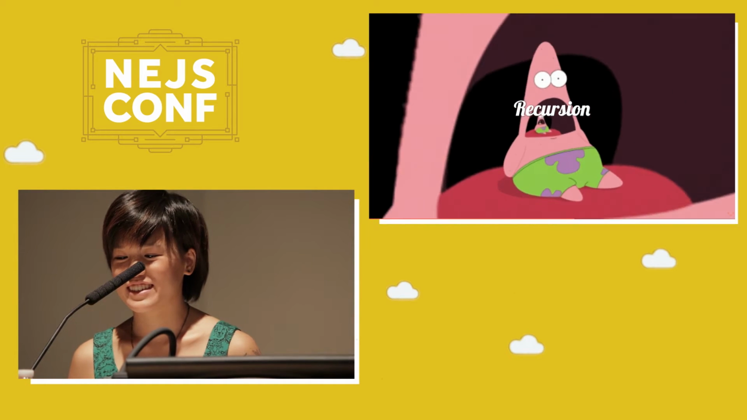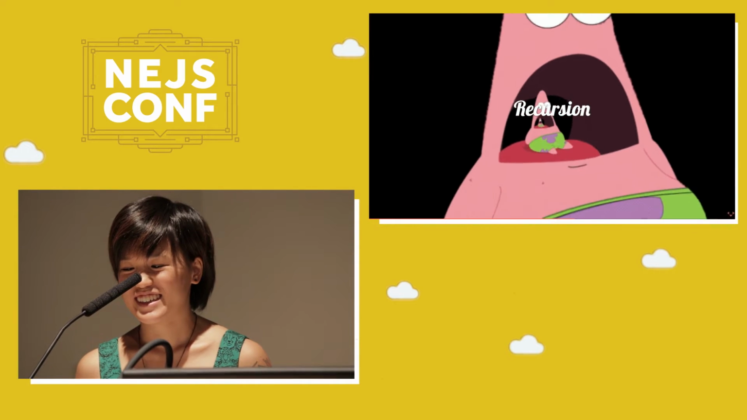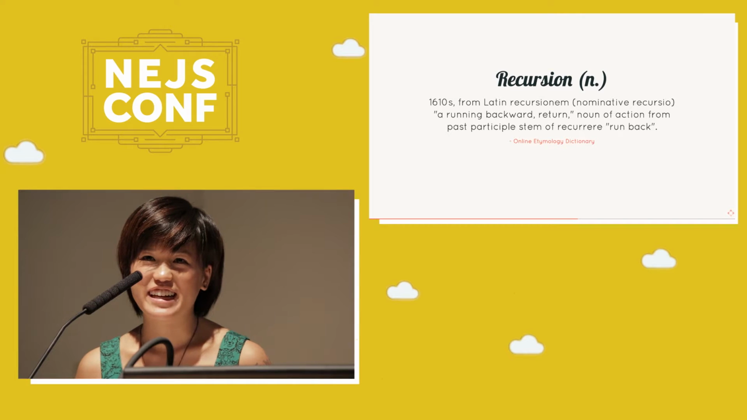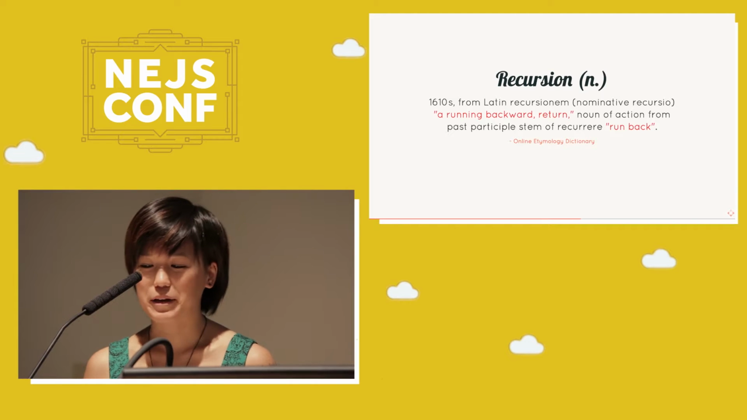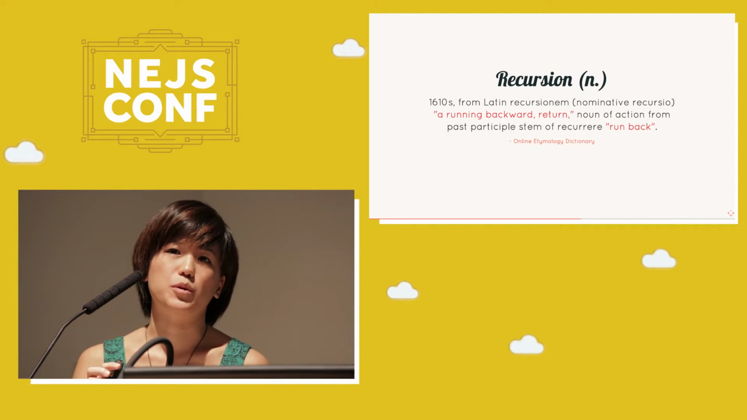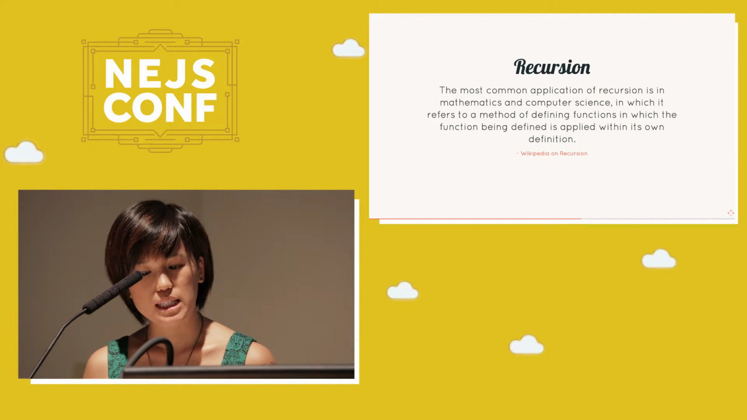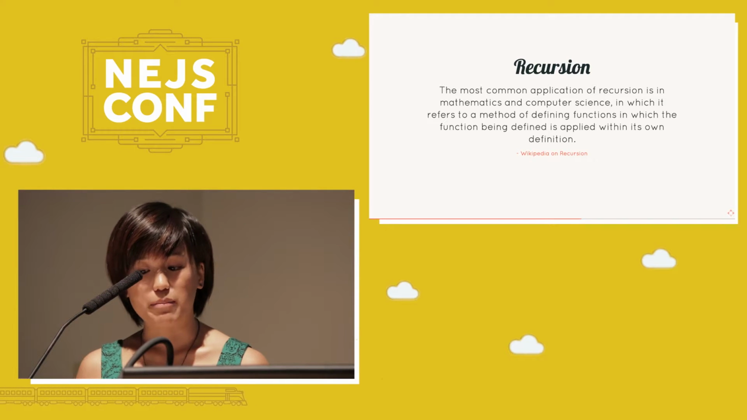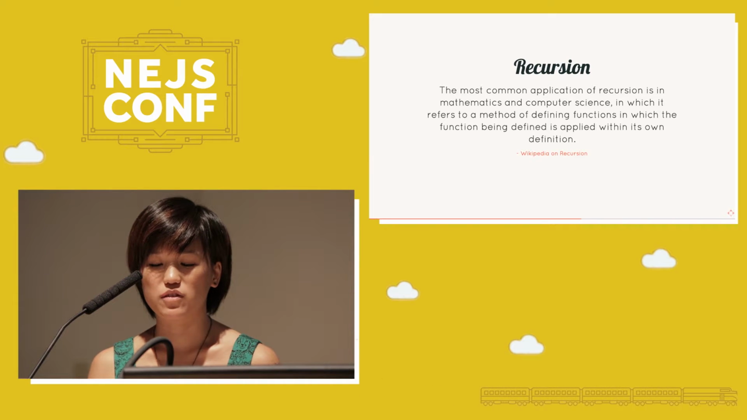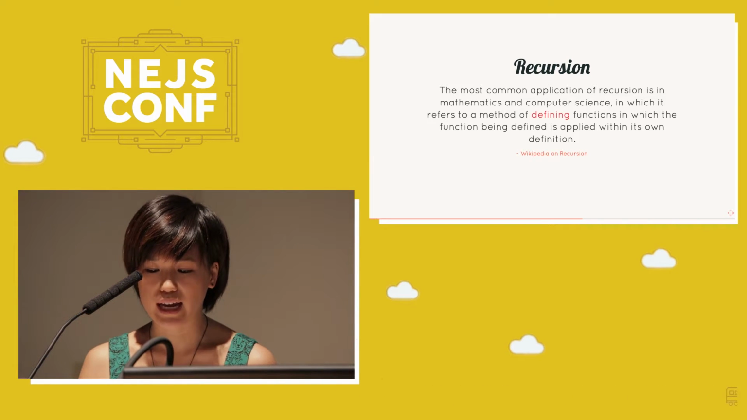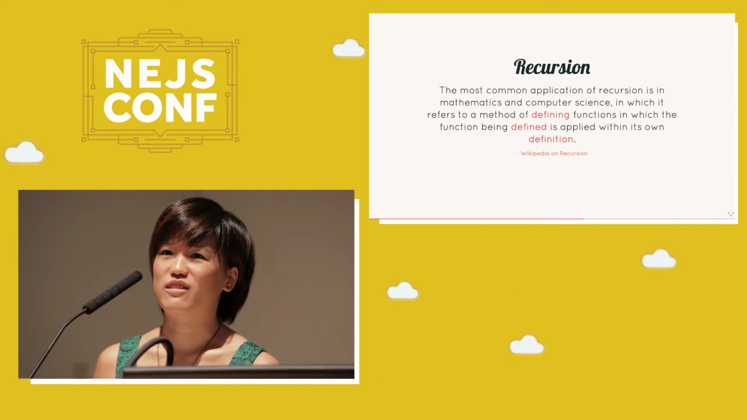Okay, now recursion. So recursion on the online etymology dictionary is a running backwards or to return, or to run back. And it's like, that doesn't quite make sense for computer science, so let's keep reading. Let's check out Wikipedia. Wikipedia says that the most common application of recursion is in mathematics or computer science, in which it refers to a method of defining functions in which the function being defined is applied within its own definition. And it's like, wait, that's a lot of defining for just one definition.